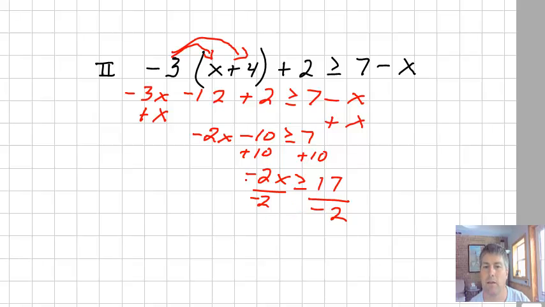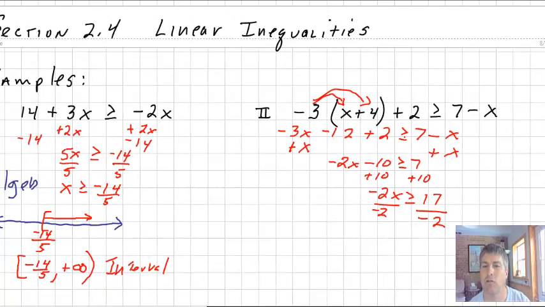That's correct. I think I have everything correct here. I'm just double checking my work. Looking good. Divide by negative 2, which means if I'm dividing by a negative, I have to change the direction of my inequality symbol here. So I'm going to go ahead and do that. And dividing by negative 2, I get x is less than or equal to negative 17 halves.